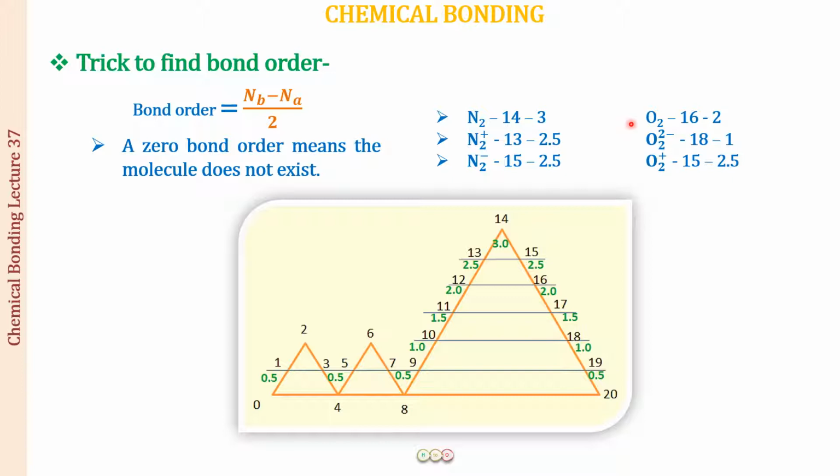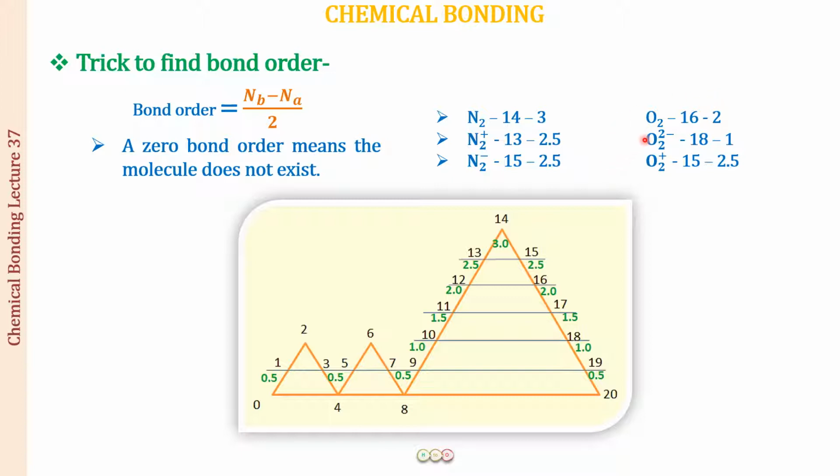Now let us move on to another example, O2. So O2 has 16 electrons. So this is how many more than 14? It is 2 more than 14. So 2 into 0.5 is going to be 1. So from 3, just simply subtract that 1. So you will be getting the bond order as 2, and you know that between the two oxygen atoms we have a double bond and the bond order is 2, right?